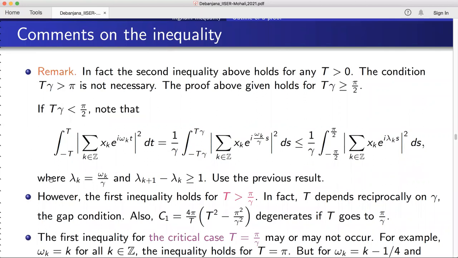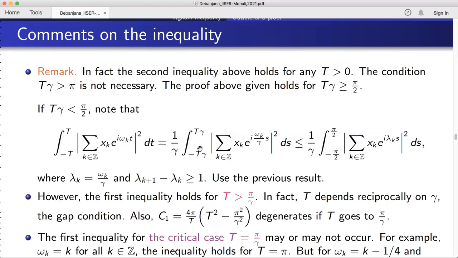So now you consider the other case. Suppose T gamma is strictly less than pi by 2, that is the complement part, no? If this is the case, then you can also do some change of variable, and again you can estimate the L2 norm of this term from minus T to capital T.